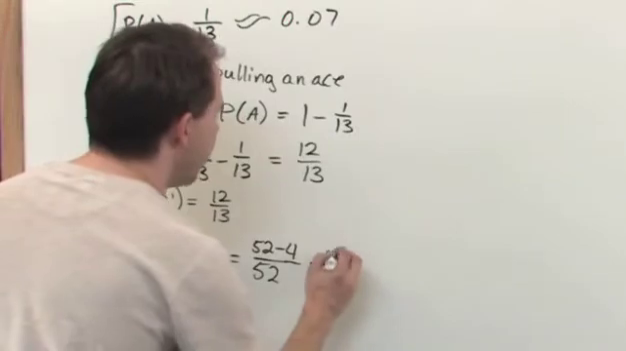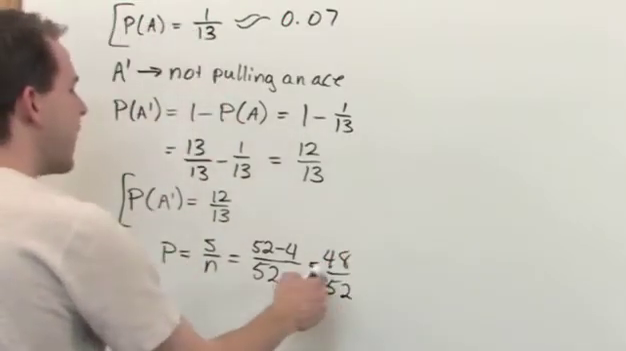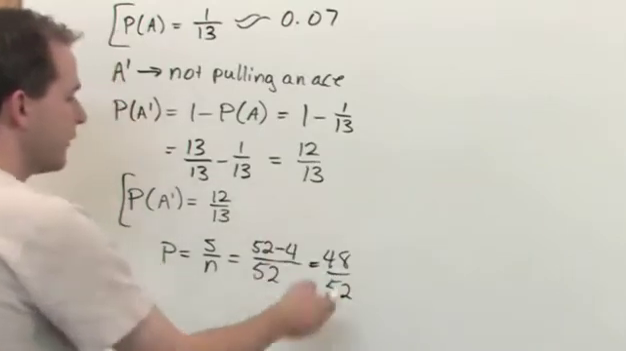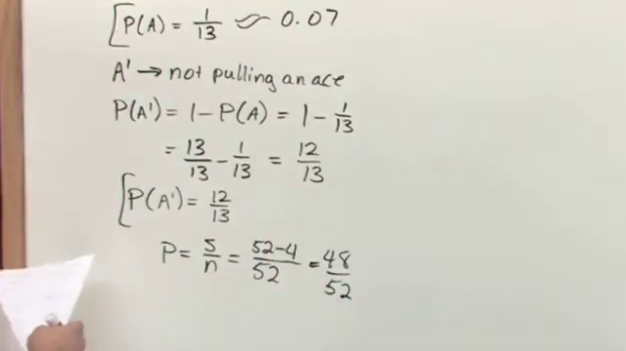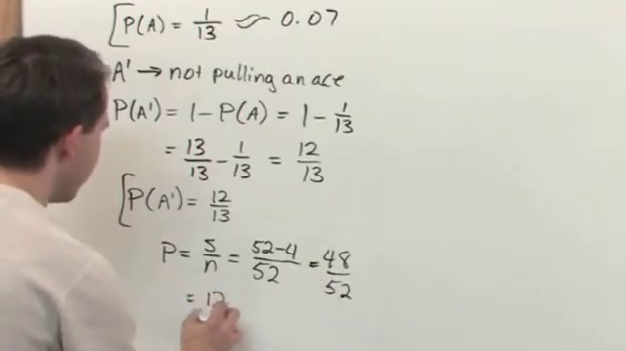So you have 48 over 52. In other words, there's 48 cards in the deck that are not an ace, and there's 52 total cards. So you divide those two things together, all right? And when you simplify this fraction, you're going to get the same 12 over 13.